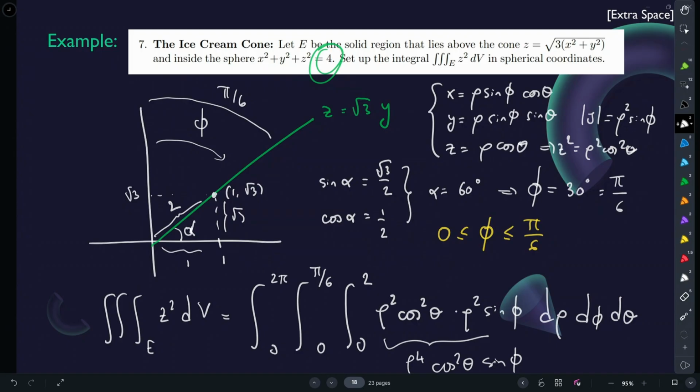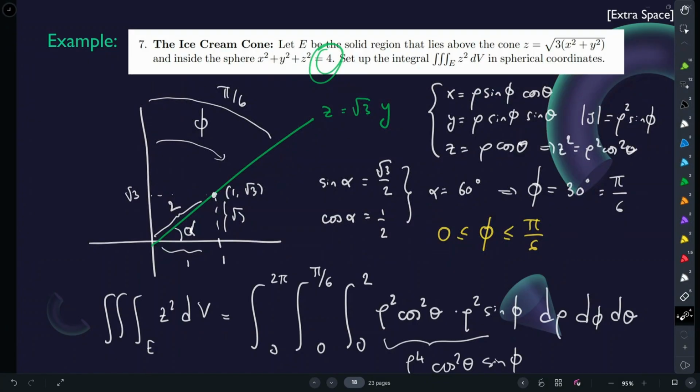Okay? And I'm not going to evaluate it, but this is not a difficult integral because the limits of integration are all numerical. And in fact, the rest of the integral is decomposable into 3 different integrals because it's a product of a function of rho times a function of theta times a function of phi. So you can do each one of those integrals with respect to the bounds separately and then multiply all 3 things together to find the value.